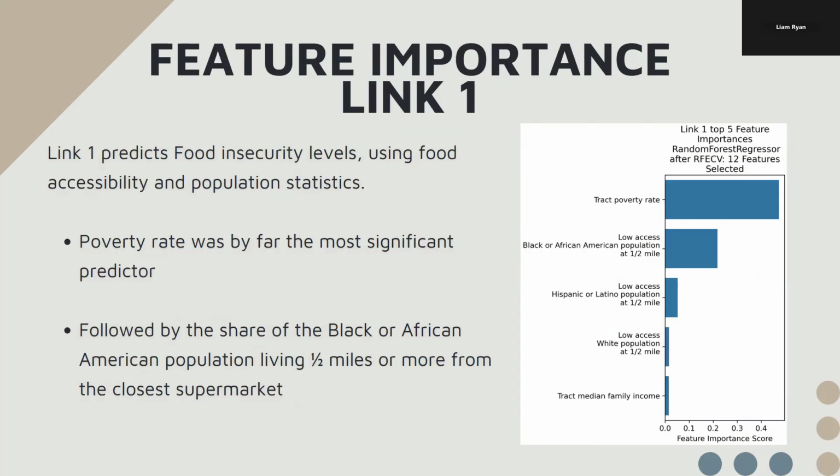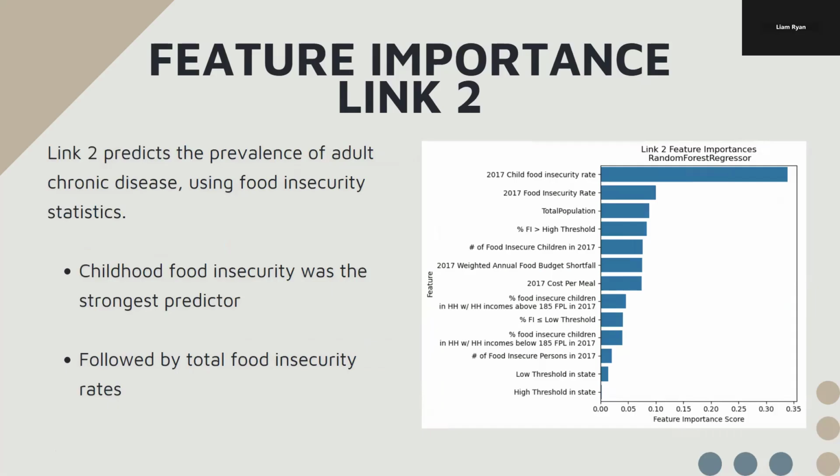In link 1, which predicts level of food insecurity, we found that poverty levels were the biggest driving factor, followed by the share of the Black or African American population living half a mile or more from the closest supermarket. In link 2, we found that childhood food insecurity had the most significant impact on predicting adult chronic illness rates. This correlation could indicate the importance of childhood diet in the development of many chronic diseases.